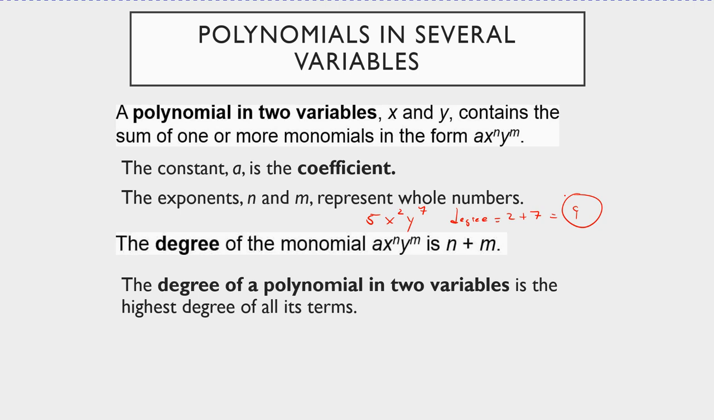So if you were to look at something like this, 5x squared y to the 7th plus 12x cubed y squared plus 8xy. Well, the sums here are 2 plus 7 is 9, 3 plus 2 is 5, 1 and 1 is 2. We would still say this is a degree 9 polynomial in two variables.